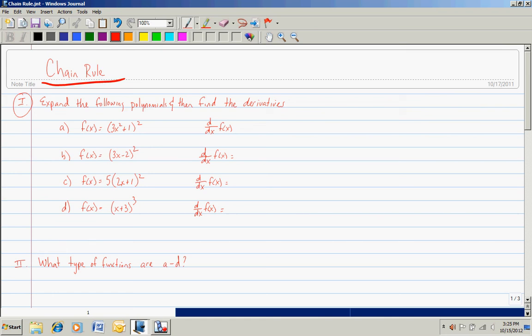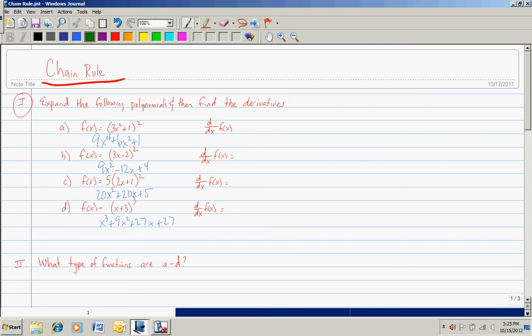All right, you should be back. Hopefully you've been able to expand all those. If you expanded them correctly, let me show you the answers. You should get 9x to the 4th plus 6x squared plus 1. For part B, you should get 9x squared minus 12x plus 4. For part C, you should get 20x squared plus 20x plus 5. And for the last one, x to the 3rd plus 9x squared plus 27x plus 27.